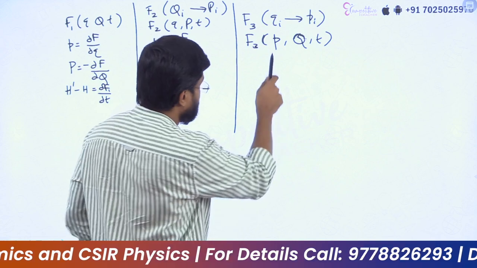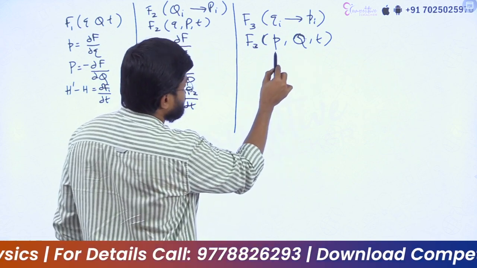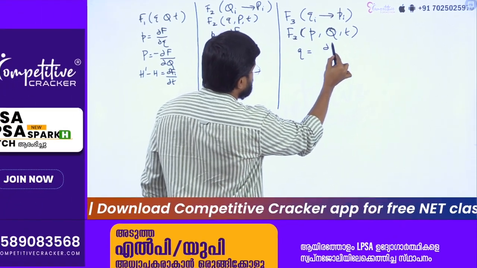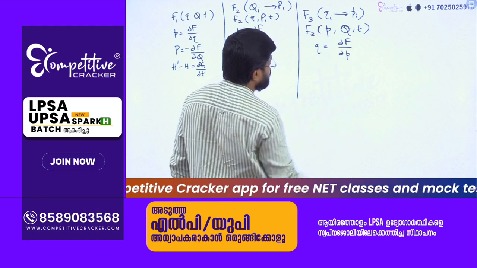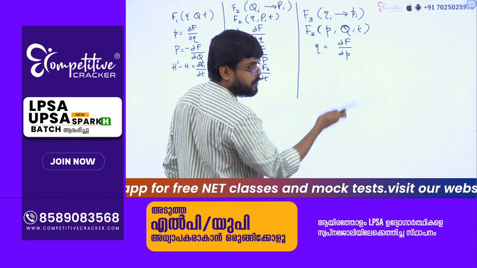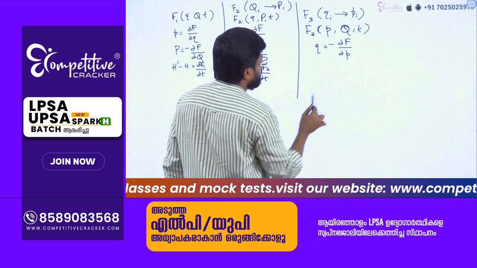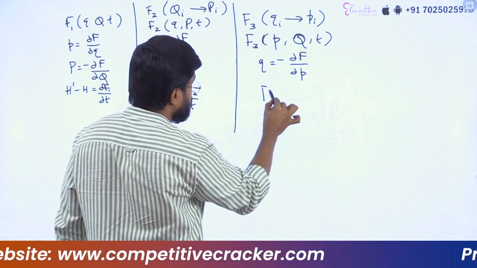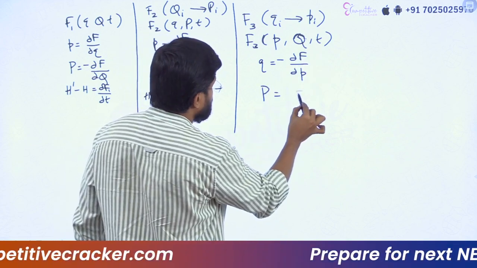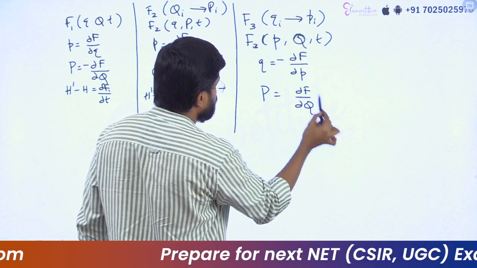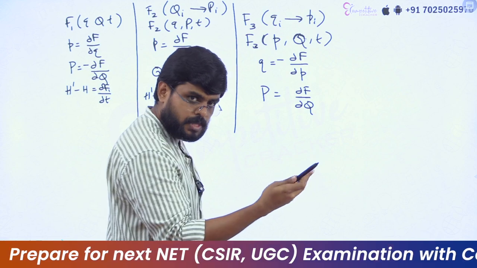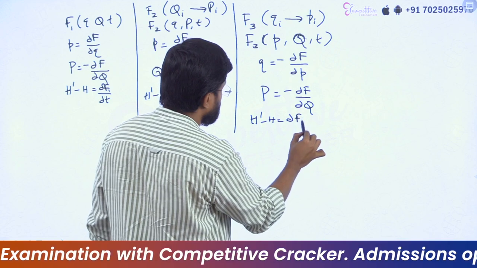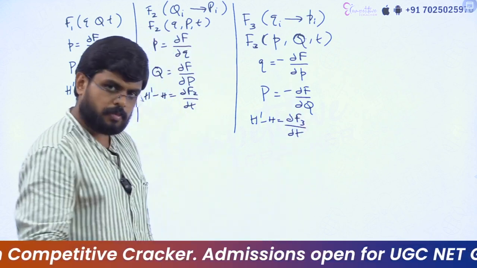So F3 is p, Q, t. What is present? Small p is present. What is absent? Small q is missing. Small q is equal to ∂F by ∂present. Small q and capital P are negative, so put a negative. And see, capital Q is present. What is missing? Capital P is missing. What is capital P? ∂F by ∂Q. Small q and capital P are negative, so put a negative. Then here also H' minus H is equal to ∂F by ∂t.